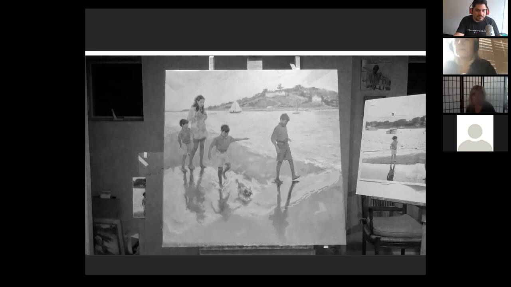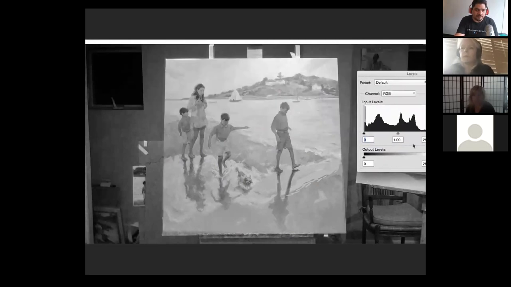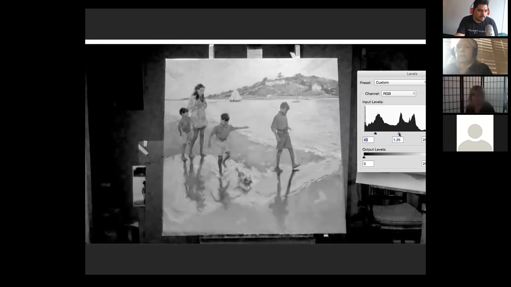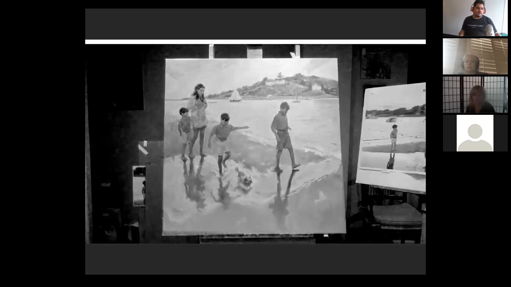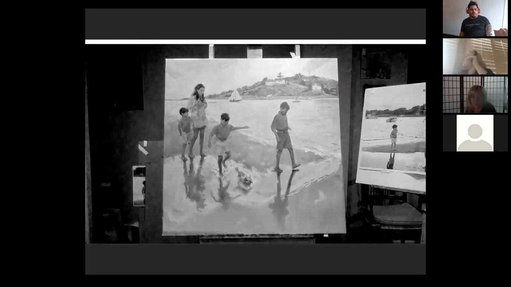And I'm going to try one last thing here, just because I want to see what it looks like. What I'm trying to do is punch up the contrast a little bit just to see. Which one do you prefer, Donna? The more subtle, softer contrast or the one with a little harder contrast?